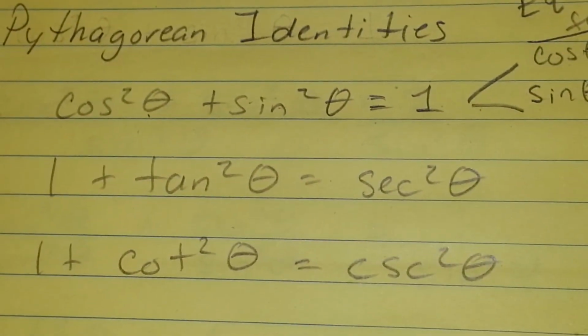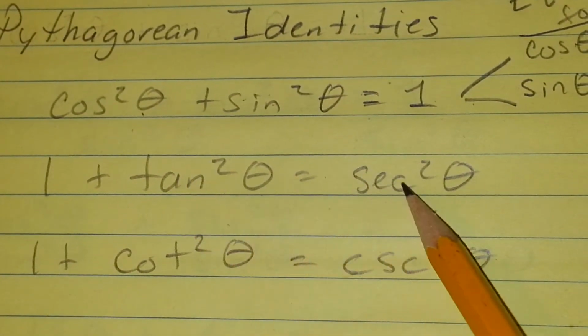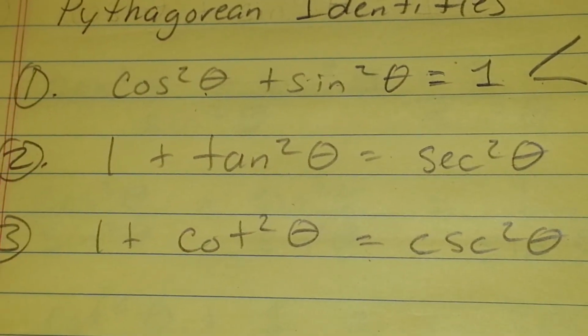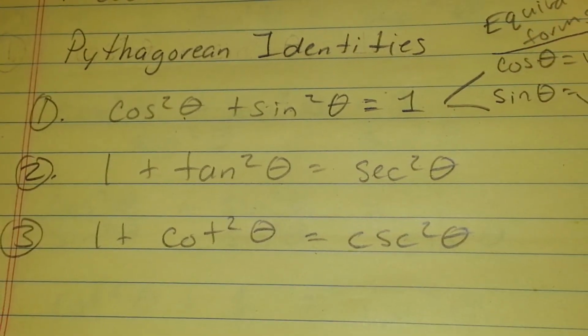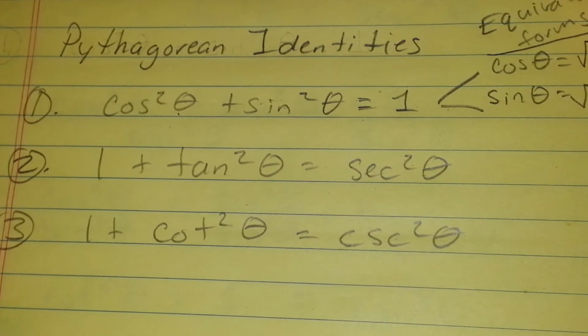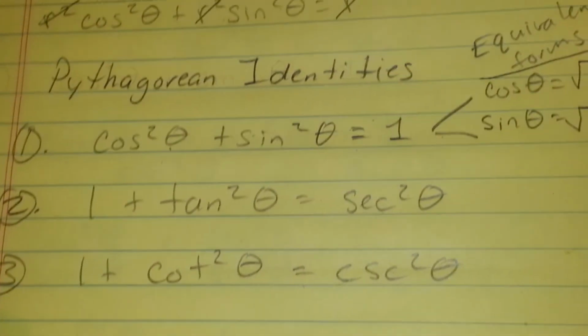I've got some more Pythagorean identities here. 1 plus tangent squared theta equals secant squared theta. 1 plus cotangent squared theta equals cosecant squared theta. These are your 3 Pythagorean identities, at least the ones I have for you right now, but that should be it for a while. Let's talk about how we get the second.